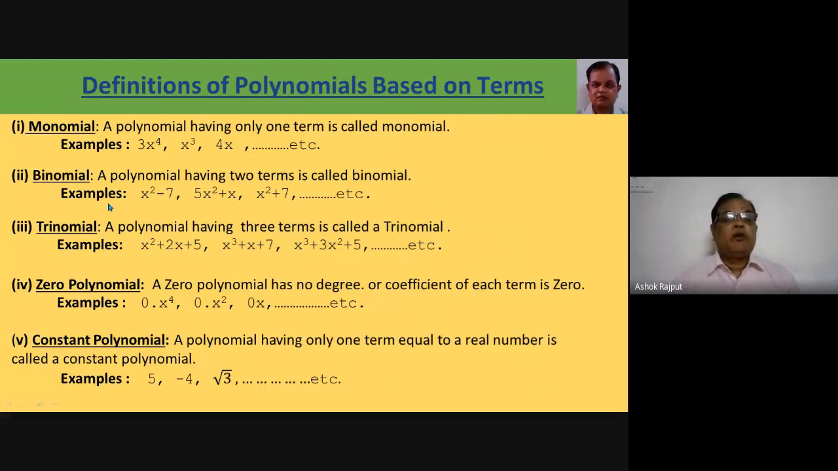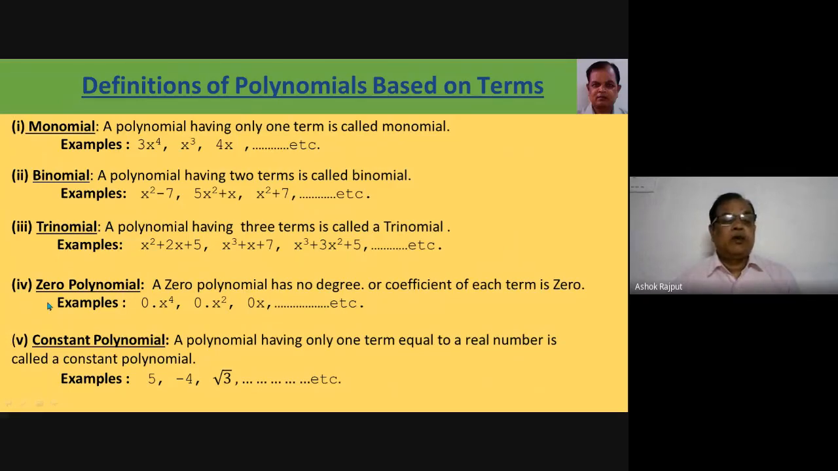A binomial is a polynomial having two terms. Examples are x square minus 7, 5x square plus 7, and so on. There are so many. Trinomials: a polynomial having three terms is called a trinomial. Examples are x square plus 2x plus 5, x cube plus x plus 7, x cube plus 3x square plus 5, and so on.